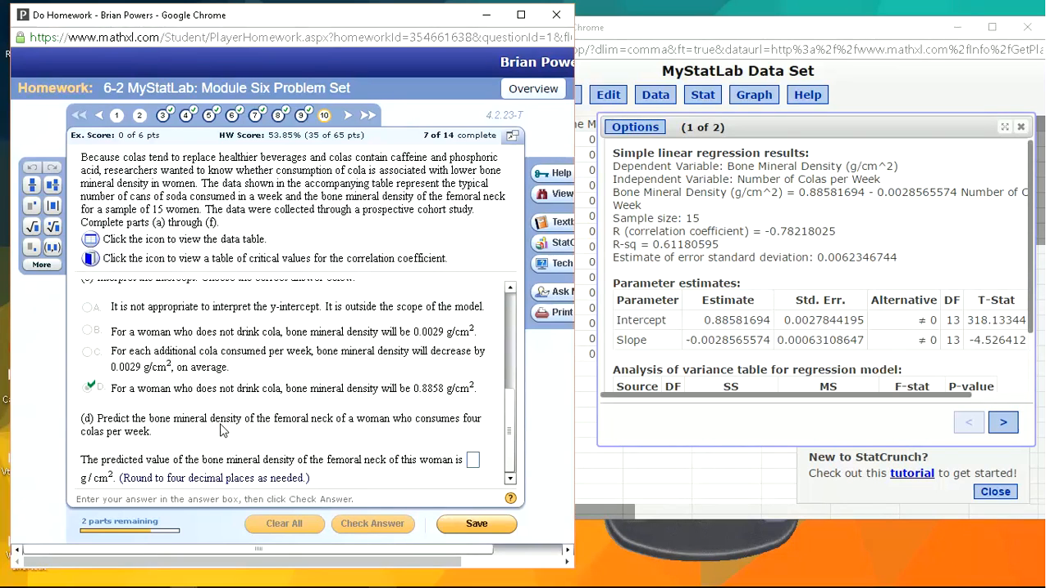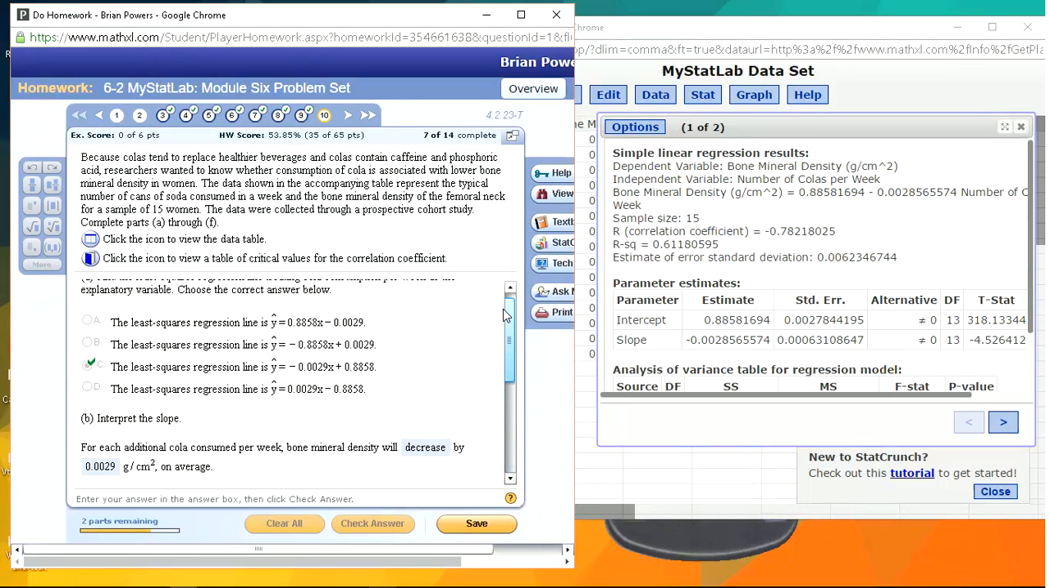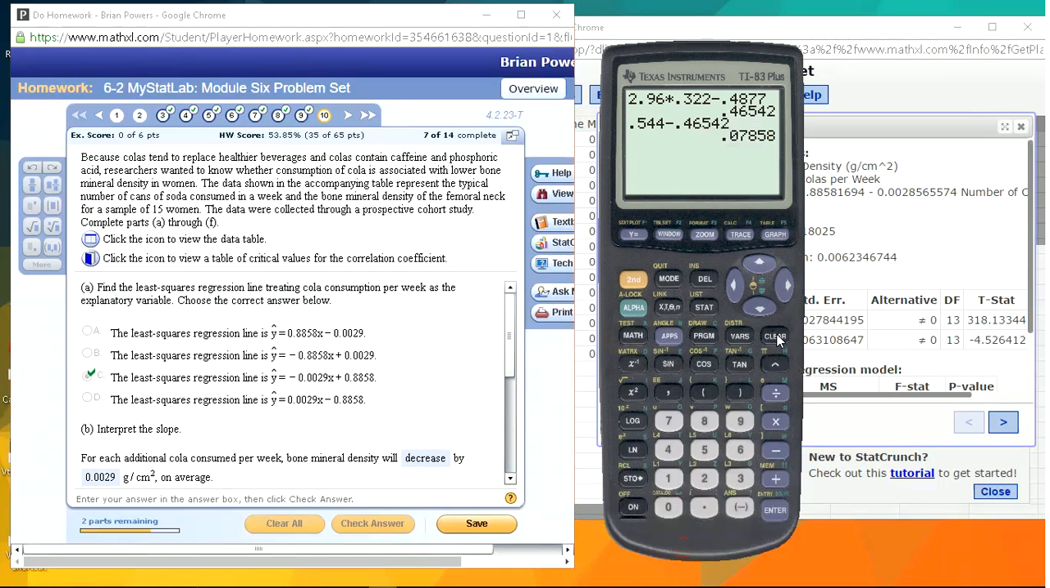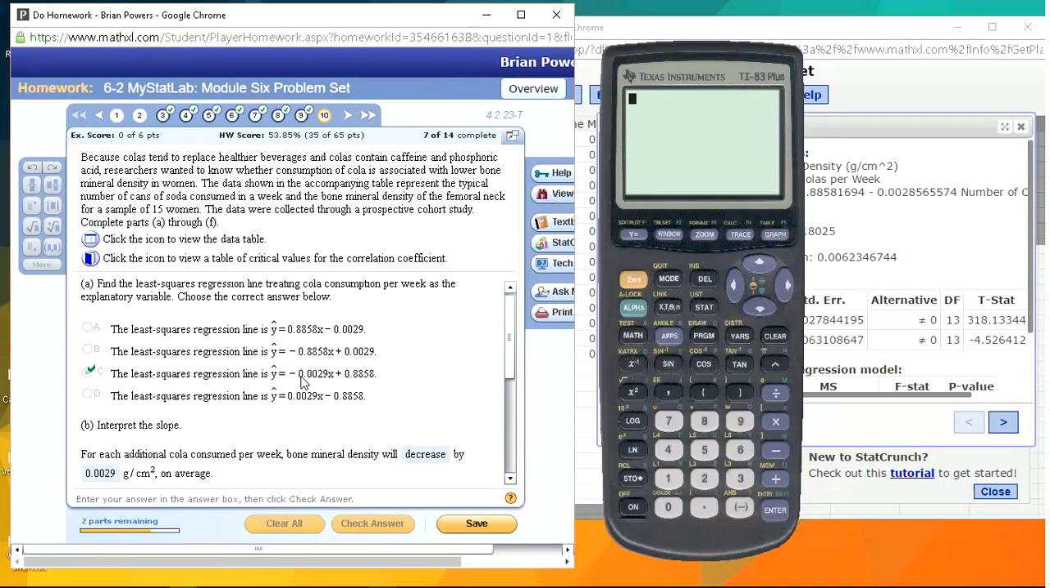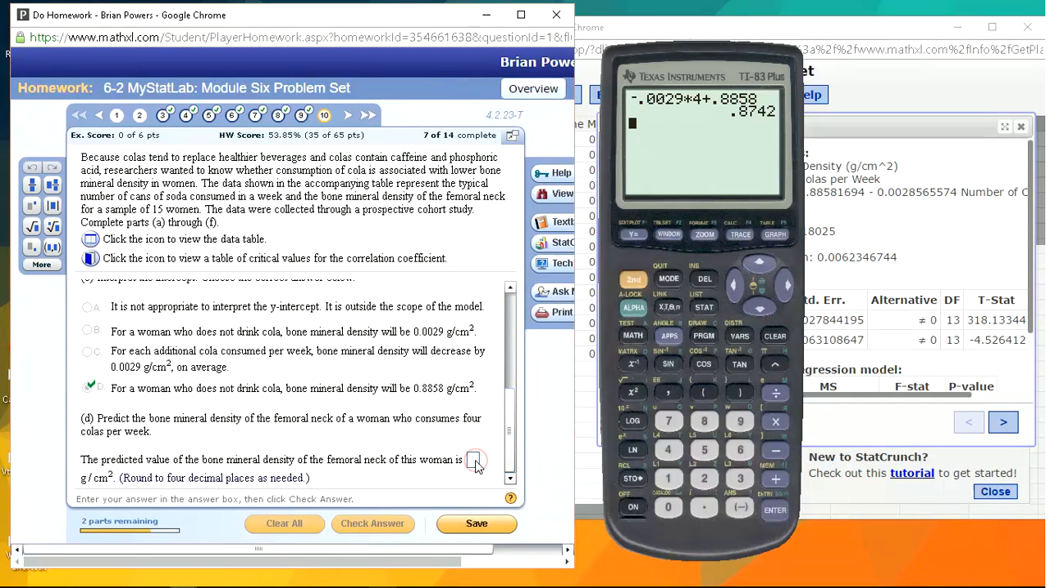So let's see, 4 cans of cola. I'm going to scroll up so I can see my regression line and go back to my calculator. I'm going to predict for somebody who drinks 4 cans of cola, so I'm going to put 4 in for x. It's negative 0.0029 times 4 plus 0.8858. That's what we would predict for their bone mineral density: 0.8742. Four decimal places, looks good.